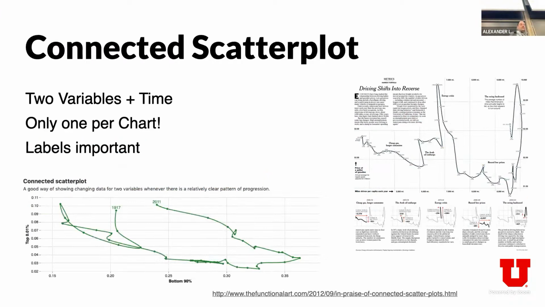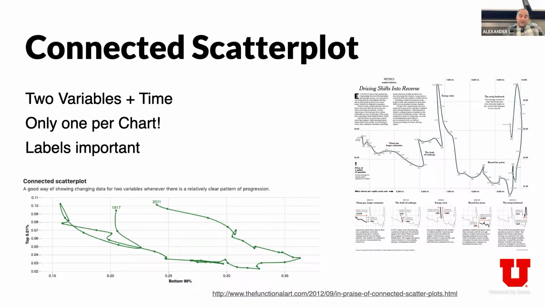Another way to visualize temporal data is connected scatter plots. Connected scatter plots are great when you have two variables over time. Typically, if you wanted to do this with line charts, you could only pick one variable per chart. But if you use a connected scatter plot, you can actually show those two variables over time.